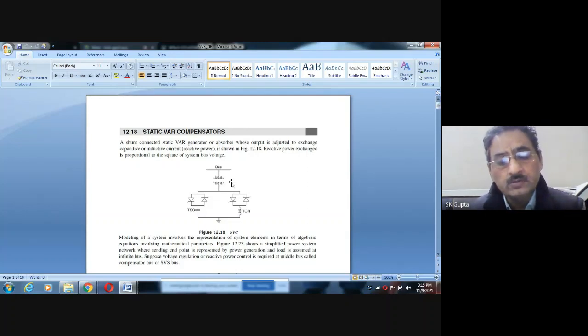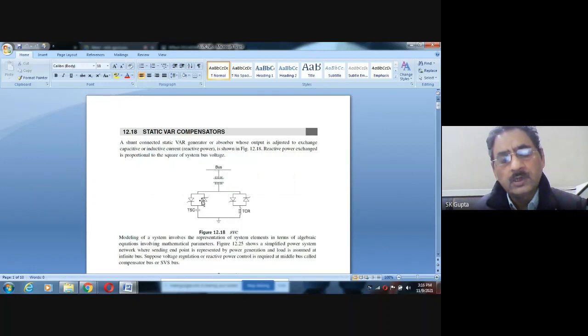In the static VAR compensator, you see an anti-parallel inductor and capacitor, and anti-parallel thyristors are there. VAR means volt-ampere reactive. Reactive power can be supplied from here by controlling the firing angle. If the firing angle is changed, it is called a thyristor controlled reactor. By controlling the thyristor, we can allow a definite amount of reactance to be connected into the system.